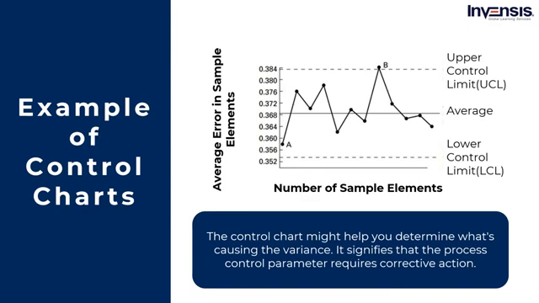If a review of the control chart reveals that the techniques are stable, that there is only minor variation, and that everything is under control, then the process control parameter does not need to be changed. On the other hand, if the procedures aren't under control, the control chart might help you determine what's causing the variance. It signifies that the process control parameter requires corrective action.